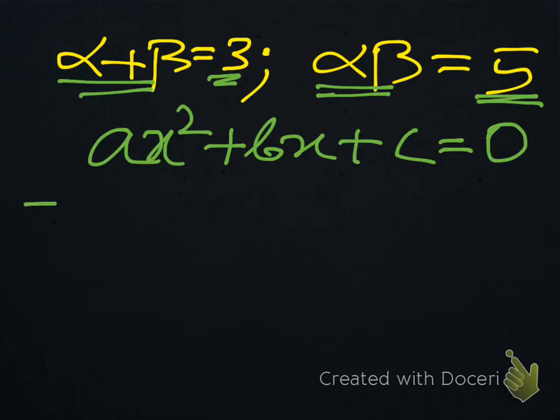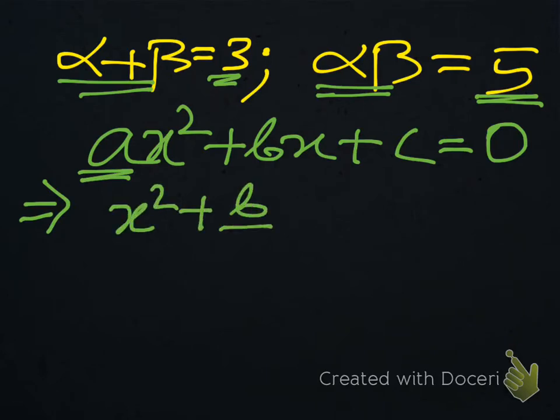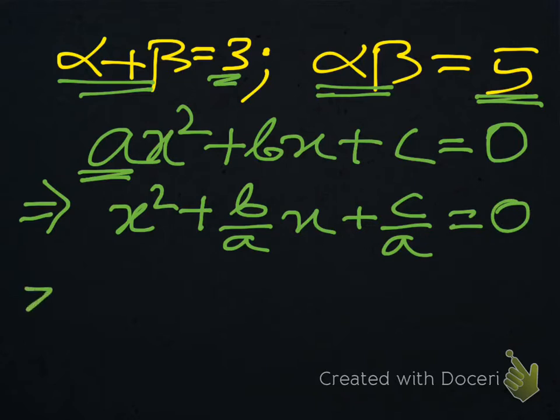In the next step we'll divide both the sides by a. On dividing both the sides by a, we get x squared plus b by a into x plus c by a, and that is equal to 0. So we are getting this.